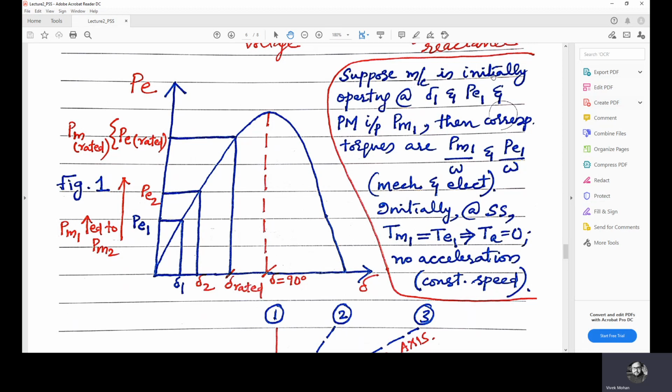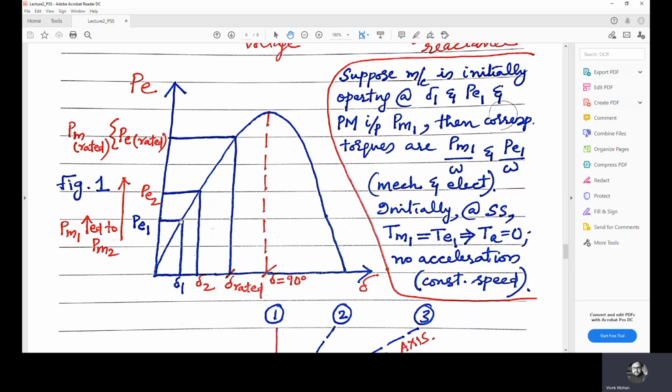So what happens here is the machine is initially operating. Once again, I'll repeat this. The machine is initially operating at del 1 and PE1, and the mechanical input is PM1 at this particular point, where the machine is operating at steady state. Then the corresponding torques are, we know that force into velocity is power.